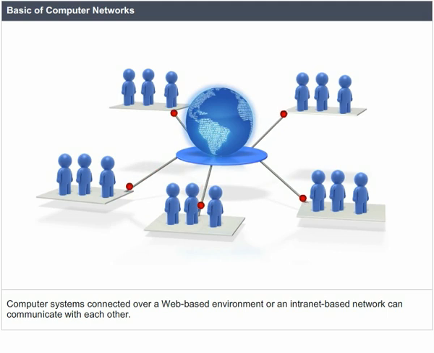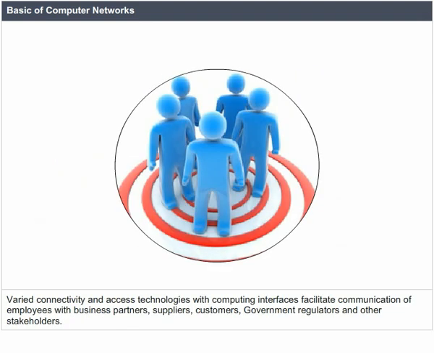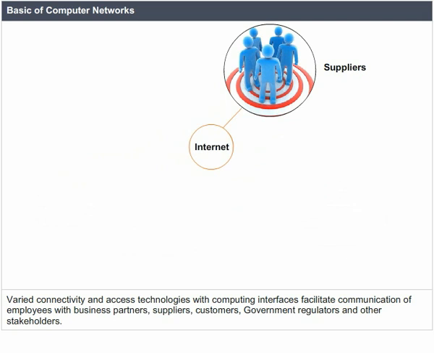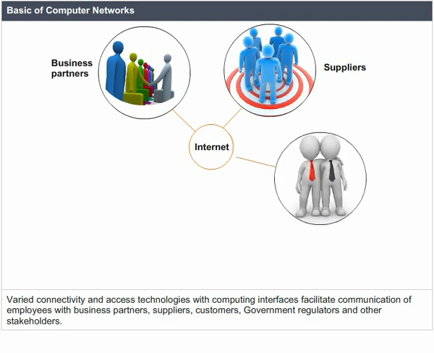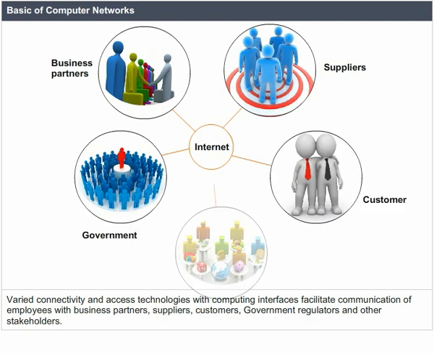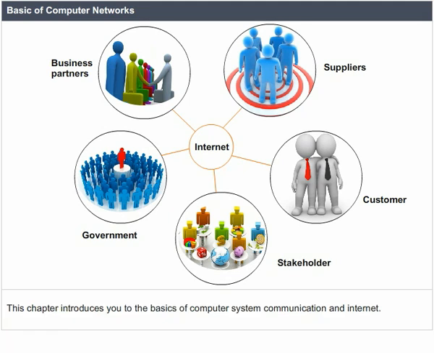Computer systems connected over a web-based environment or an intranet-based network can communicate with each other. Varied connectivity and access technologies with computing interfaces facilitate communication of employees with business partners, suppliers, customers, government regulators, and other stakeholders. This chapter introduces you to the basics of computer system communication and Internet.